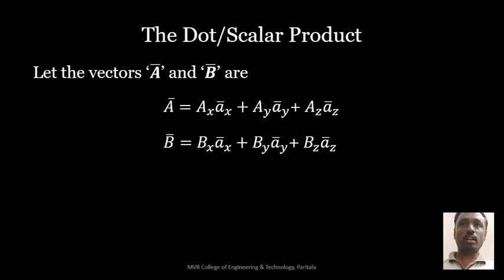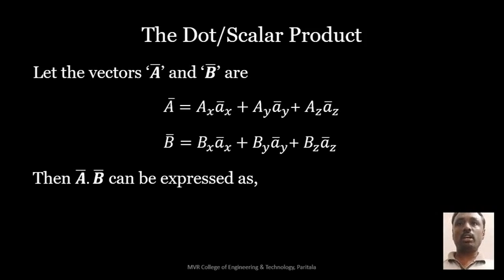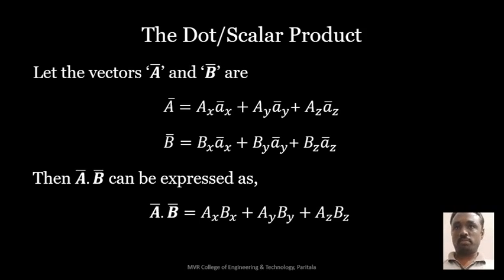Then A bar dot B bar can be expressed as follows. Simply we have to multiply the components: X component to X component, Y component to Y component and Z component to Z component. Thereafter we add all those products of components. So A bar dot B bar will be AxBx plus AyBy plus AzBz. I think you already know this.